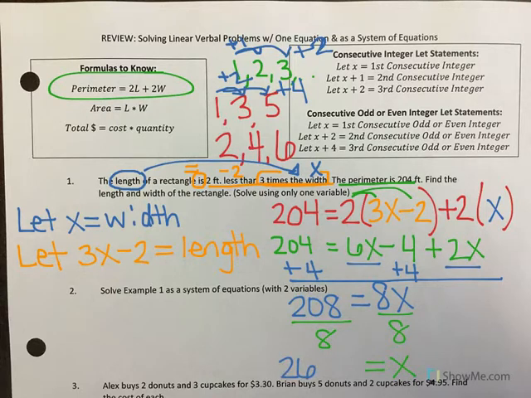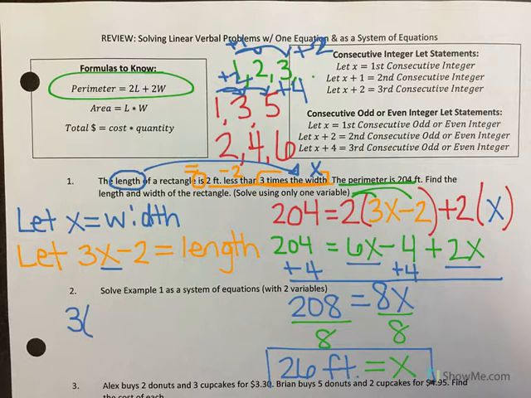And since this is a word problem, we need units at the end. We're talking about our width, which is in feet. So this is 26 feet is our width. Now, they also want you to find the length. In order to find the length, since we know 3x minus 2 is the length, and we know that x is 26, we can simply substitute 26 in for x.